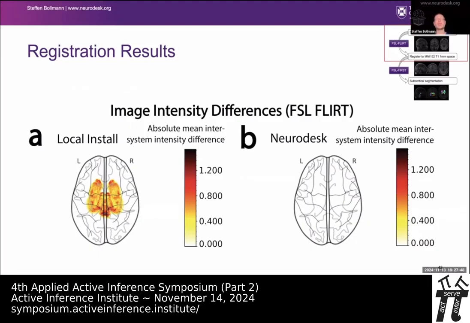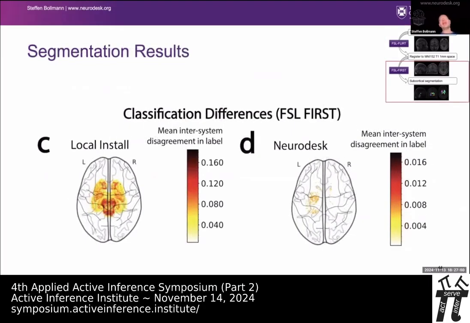And that's cool. So then when we look at the classification differences, so this is now when we segment this data, we see again in the local installation with different glibc versions, we see quite high disagreements between labels. And this is now dice score. So this is between 0 and 1. And a 0.16 dice score is quite a lot when you think about it. So this means we actually disagree in certain areas quite a lot between segmentations. And again, that shouldn't be the case.